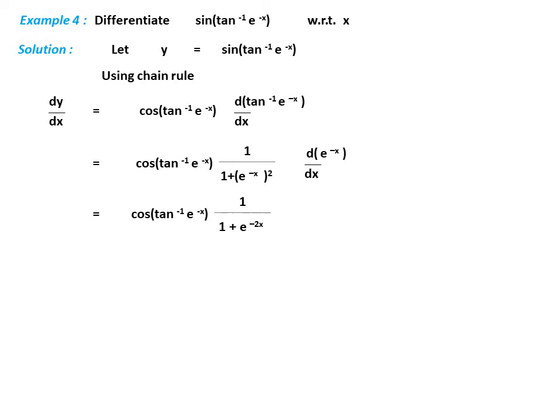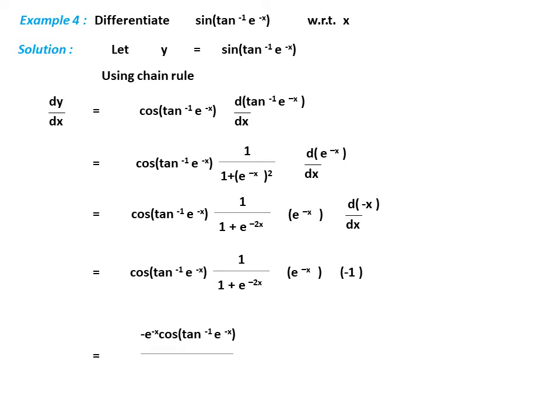Then first simplify the first two. What is the differentiation of e power minus x? E power minus x into once again d by dx of minus x. So the final answer is cos tan inverse e power minus x, 1 upon 1 plus e power minus 2x after simplification, then e power minus x into minus 1. If you want, you can simplify this one further, but this is the final answer. So this is the fourth example. See, there is no difference. Only thing is we are adding two more formulas, exponential function and log function. Then all the remaining rules are the same.